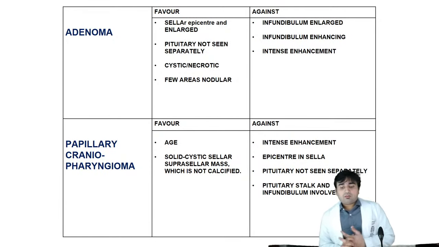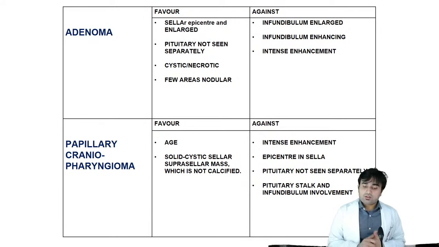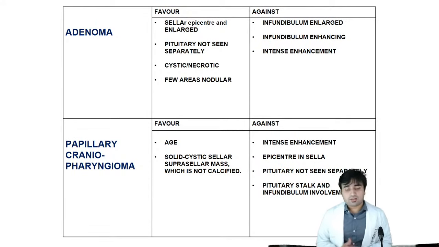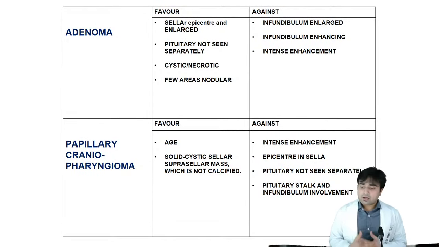The other lesion that could have been a possibility in a 43-year-old female could have been that of a papillary craniopharyngioma, mainly because of the age and the non-calcified solid-cystic nature of the sellar-suprasellar mass. But again, the intense enhancement, the sellar epicenter and infundibular involvement stood against it.